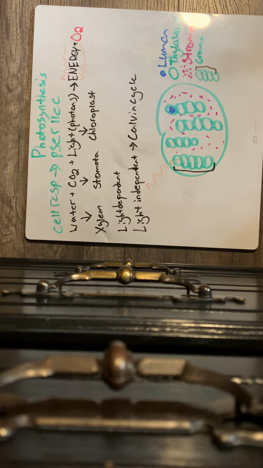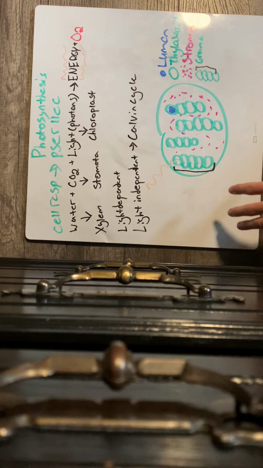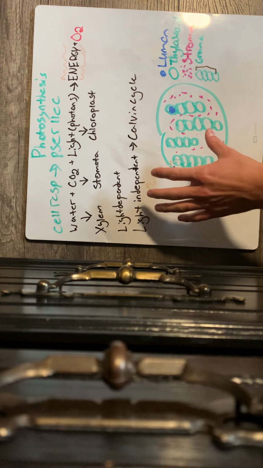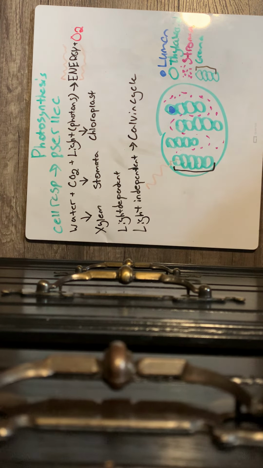So just to go over what we talked about in this video. Photosynthesis is cell respiration in reverse. Water, CO2, and light are used to produce usable energy for the plant, so it's food, and the plant will release oxygen. Water is absorbed through the xylem and the roots. CO2 is absorbed through the stomata, also where oxygen is released. The chloroplast is how light is absorbed.